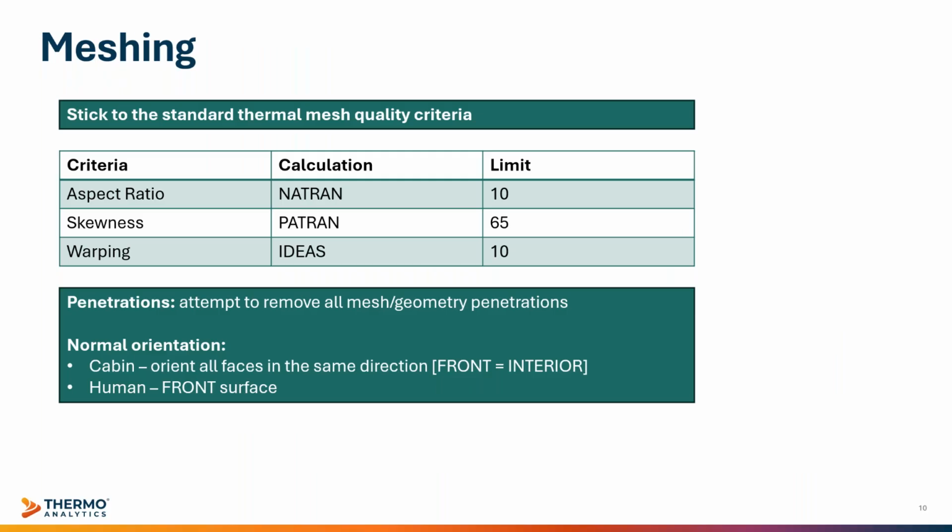It's also a good idea to check the normals orientation for both the human parts as well as the cabin parts. Orienting all of the cabin parts in the same direction is going to be really helpful for efficient model setup. If the windshield has the back facing the environment, but the floor has the back facing the vehicle interior, the model setup can get kind of confusing. The human must have the front side facing out because the back side of those parts is assumed to be the internal body. So it's really easiest to just have all of the front faces for the cabin parts and the human parts oriented into the cabin.